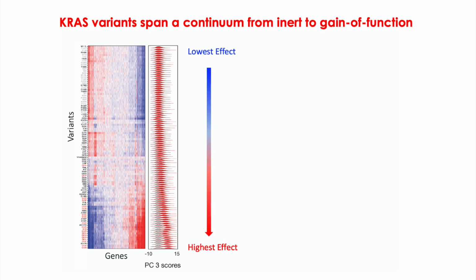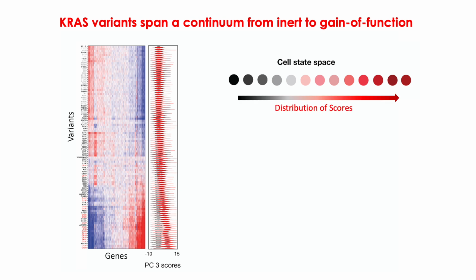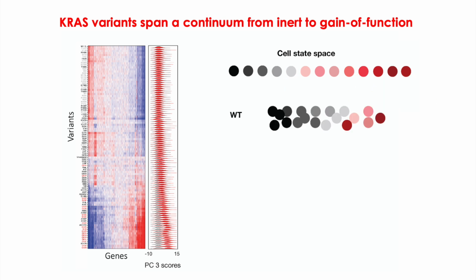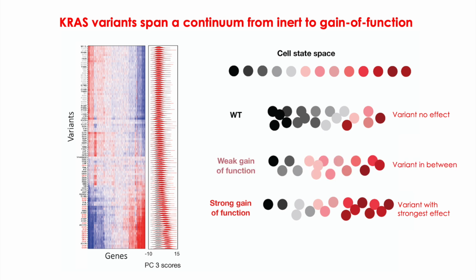If we look at, for example, a gain of function signature score, which we call here PC3, for principal component 3, we can compute these scores across each single cell, and then look at how the distribution of these scores changes for each variant in red compared to the wild type in gray. As I mentioned, the variants that have no effect have a distribution exactly the same as the wild type one, whereas the ones with the strongest effects completely separate themselves. They have much higher gain of function scores compared to the wild type. The interesting thing was that there was everything in between. There was really a gradation of the amount of gain of function that a variant can exert.